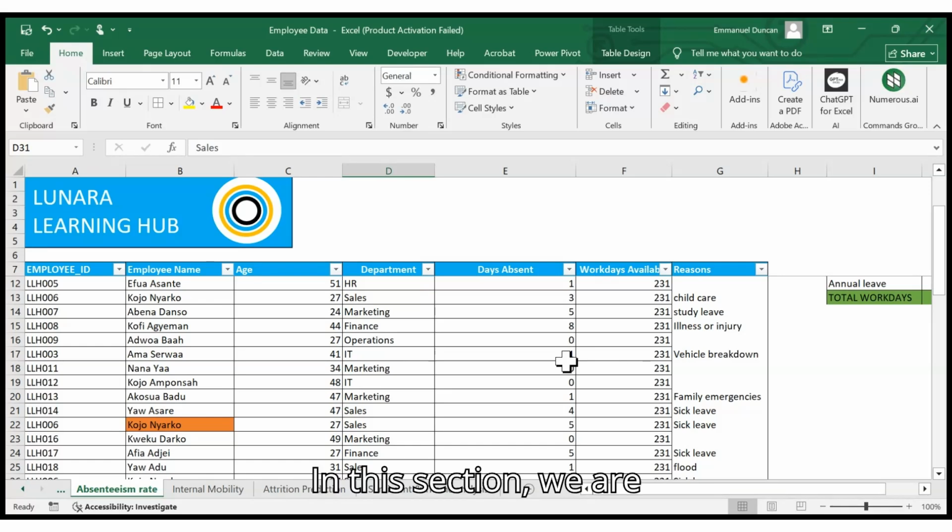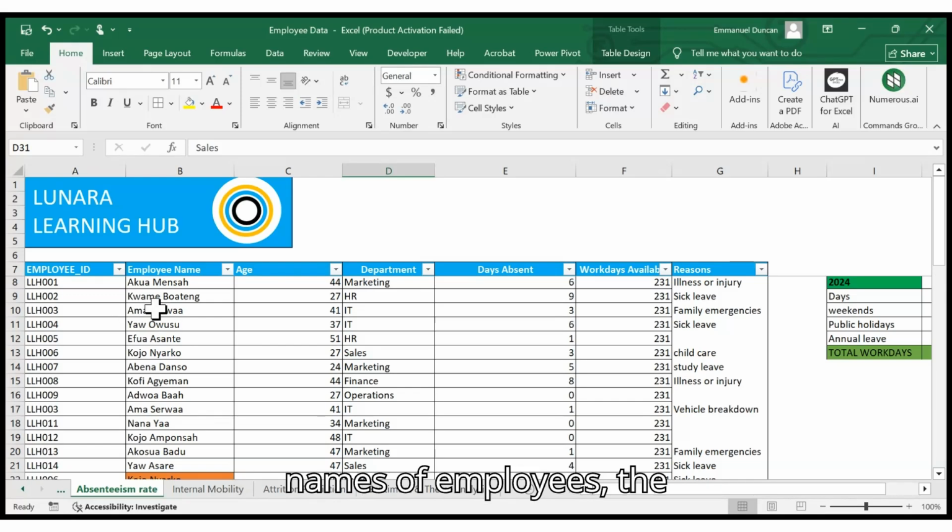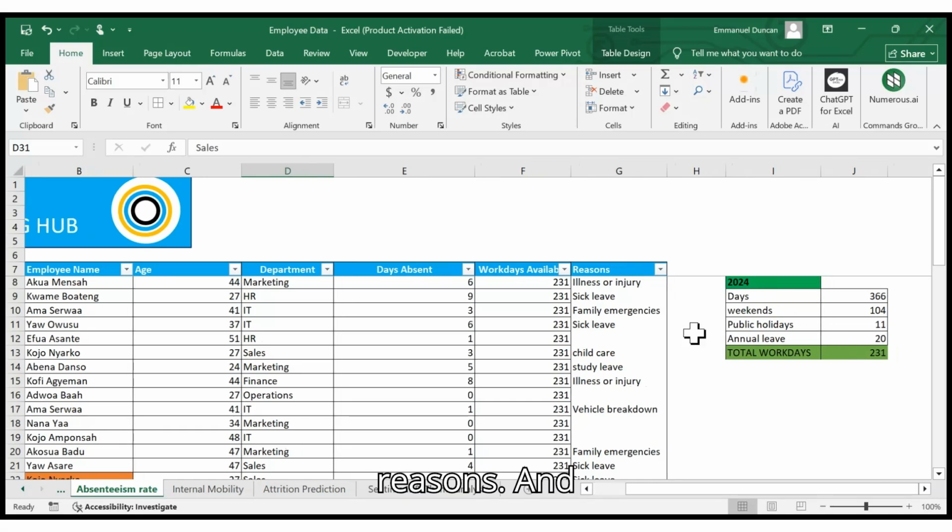In this section, we are going to look at how to calculate our absenteeism rate. We have our data set here: the employee ID, the names of employees, the age, departments, days of absence, work days available, then reasons.